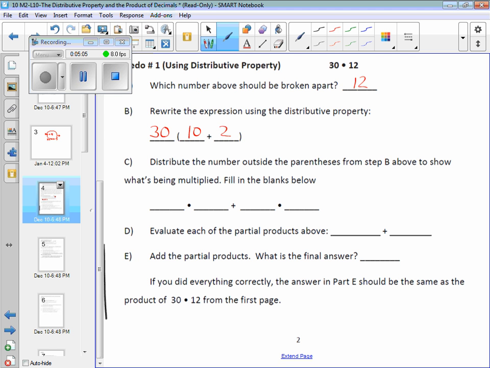Now you take the number outside the parentheses, which is 30, and you multiply it by each number within the parentheses. And I like to show it using arrows so you can visually see it. It's 30 times 10, which I'm going to write here, just to show you what I'm doing, plus 30 times 2.